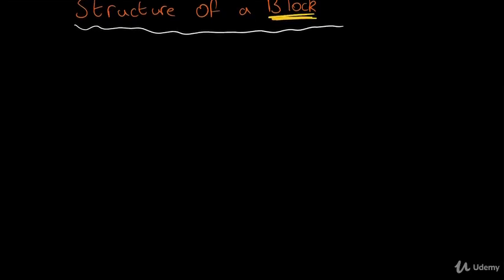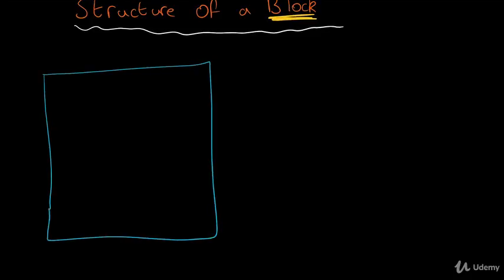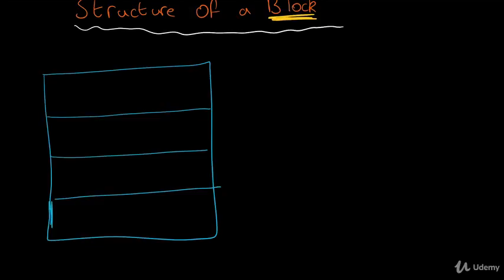So the basic structure of a block in blockchain is like this. There are four sections, and the first section is the block size, and the block size is just, well, the size of the block in bytes. Simple stuff.